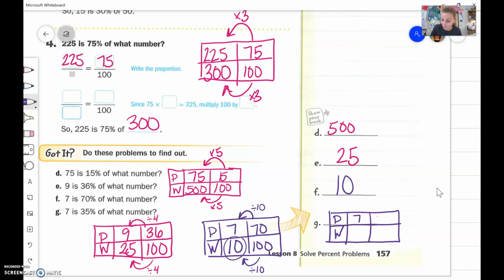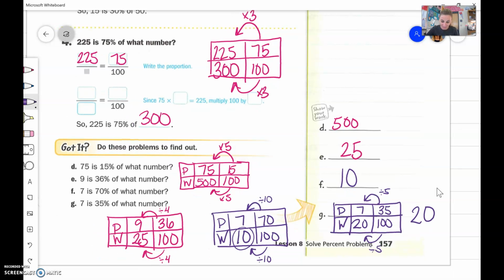So 7 is my part, 35% is my part, but I know percent means out of 100. So how do I go from 35 to 7? Well, I divide by 5. And if I divide 100 by 5, that gives me 20. So therefore my answer is 20.